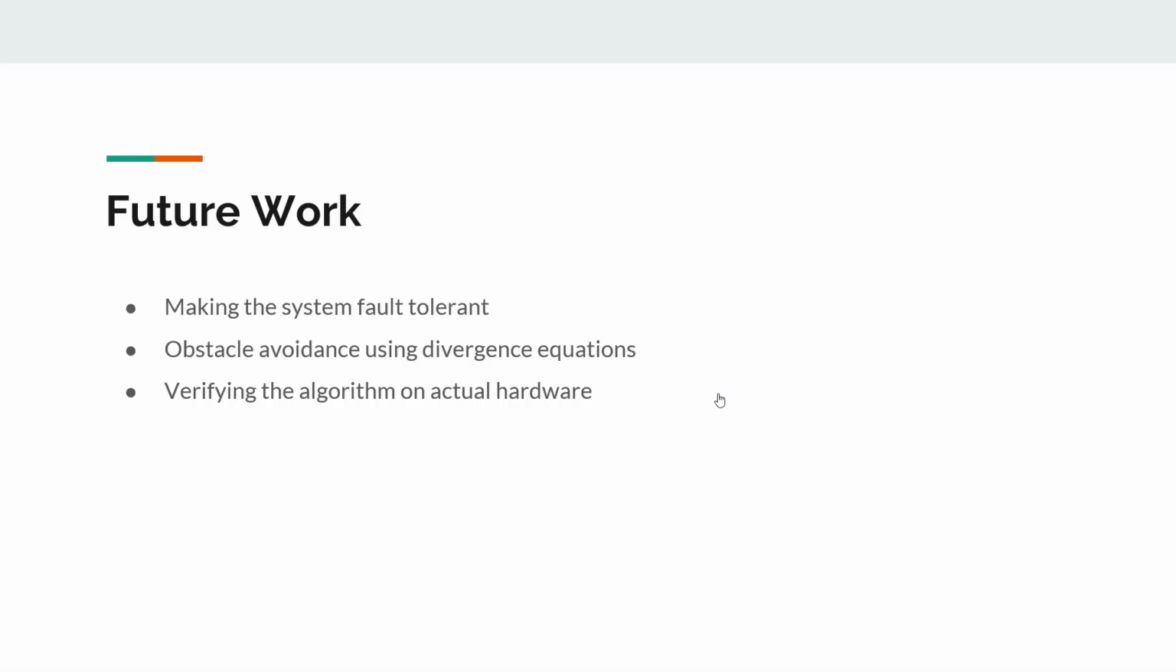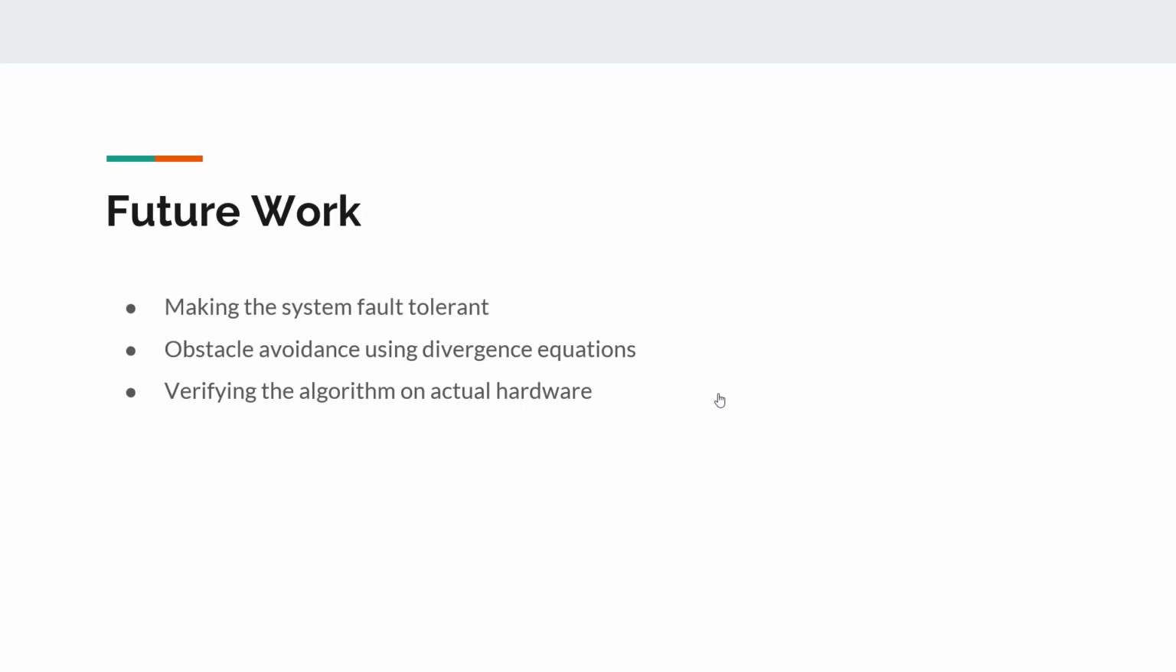And the future work of this project is making the system fault tolerant. Here, all the robots have to forward their information to their adjacent robot. So if one robot fails to send information or one robot goes offline, the consensus can't be achieved. So we have to make sure that we follow some fault tolerant techniques such that failure in one particular system will not affect the formation control or achieving the consensus point.